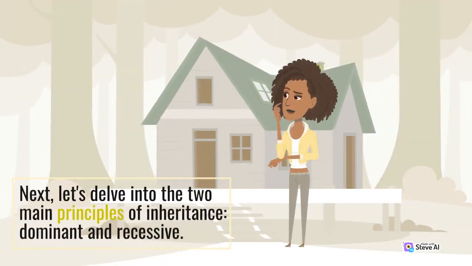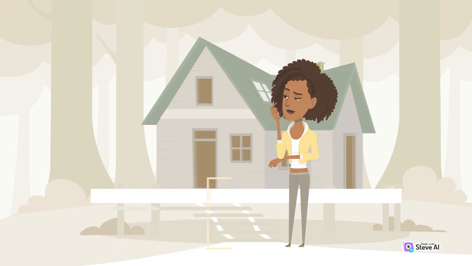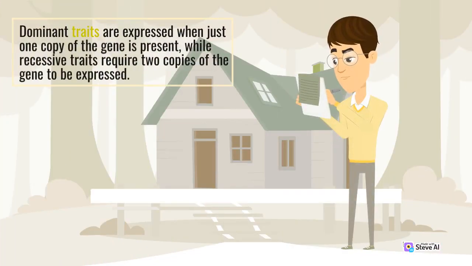Next, let's delve into the two main principles of inheritance, dominant and recessive. Dominant traits are expressed when just one copy of the gene is present, while recessive traits require two copies of the gene to be expressed.